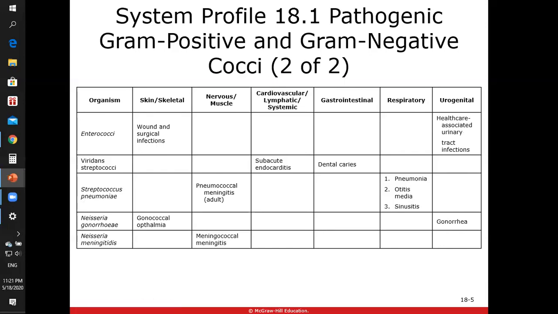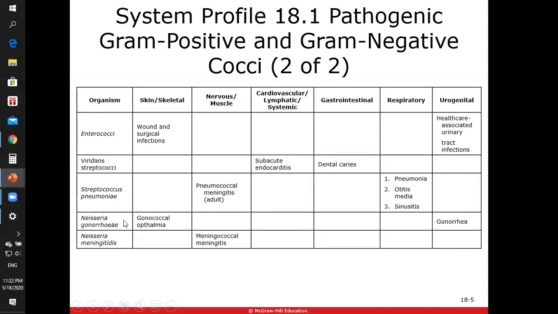Then the viridans streptococci. It can cause subacute endocarditis, but it could also cause dental caries. Then you have Streptococcus pneumoniae, which in the nervous system can cause pneumococcal meningitis in adults. In the respiratory system, you can have pneumonia, otitis media, and sinusitis. Those are typically caused by Streptococcus pneumoniae.